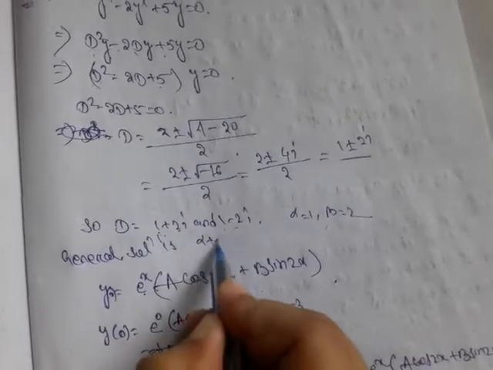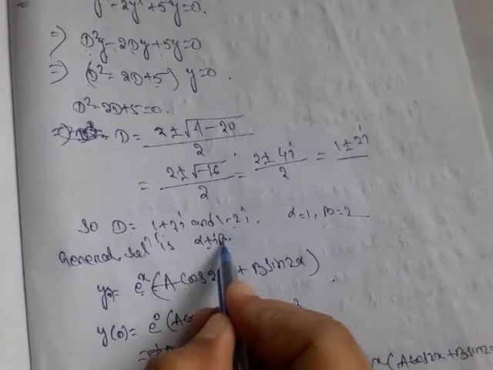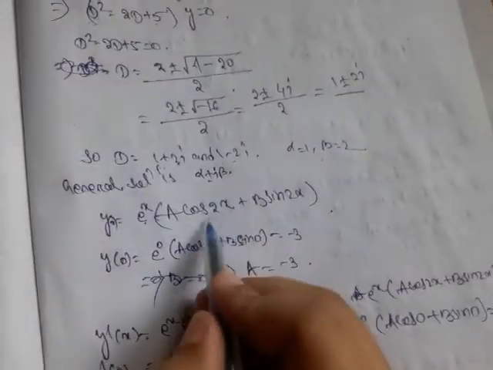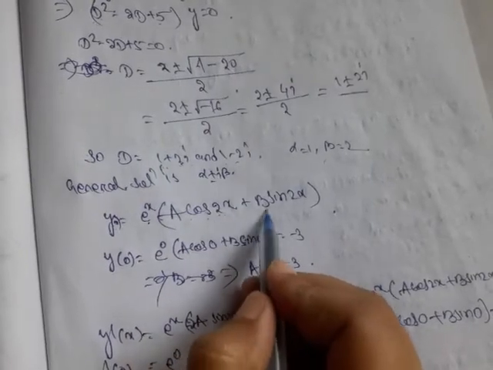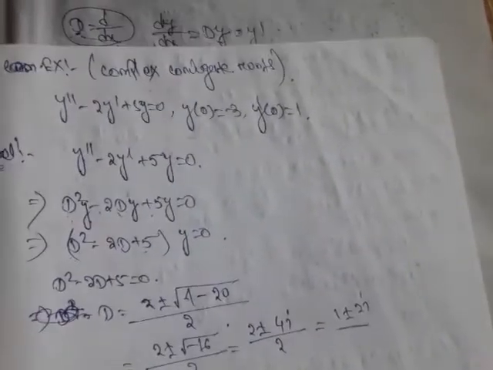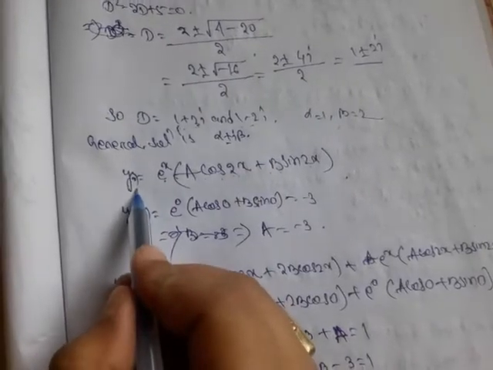In the roots alpha plus minus i beta, so in place of alpha we have 1 and in place of i beta we have i 2. Okay, so this is your a cos 2x plus b sin 2x. Okay, then this is your general solution. So y of 0 equals to minus 3, y dash 0 equals to 1. So in place of x we put 0.